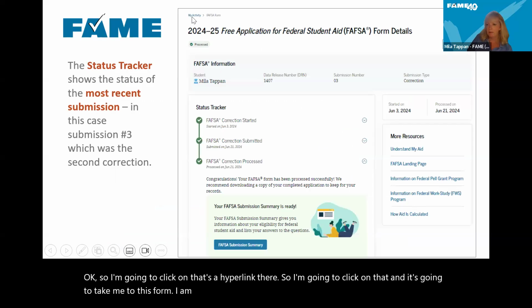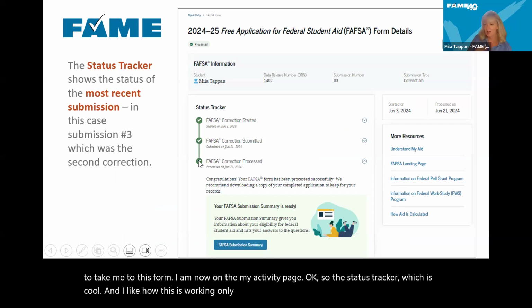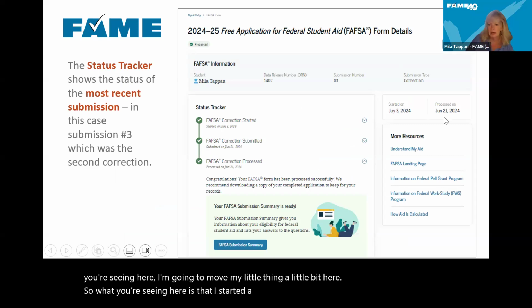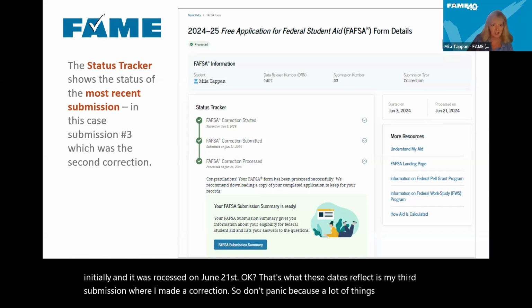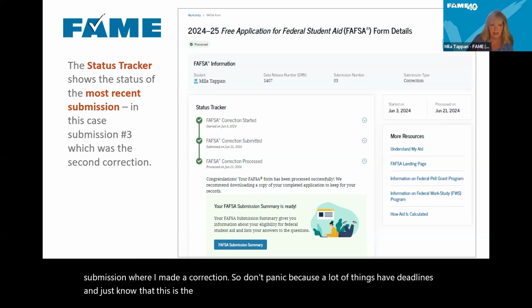I am now on the My Activity page. The status tracker, which is cool, and I like how this is working, only shows here the most recent transaction. What you're seeing here is that I started a correction on June 3rd and probably didn't submit it initially, and it was processed on June 21st. That's what these dates reflect, is my third submission where I made a correction. So don't panic, because a lot of things have deadlines, and just know that this is the most recent transaction.